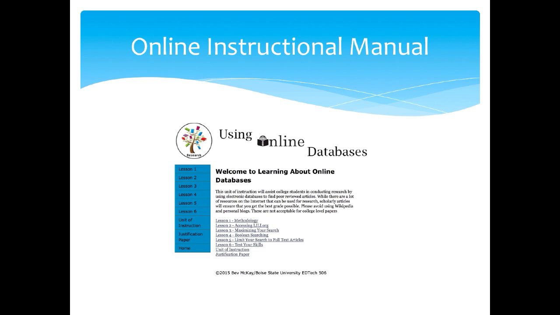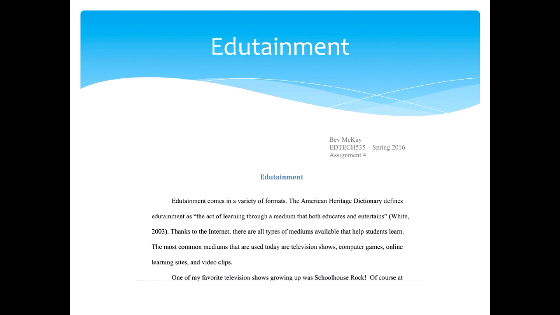Indicator 1.3, Assessing and Evaluating. For my 506 class, we were assigned to write an online instructional manual showing the correlation between technology and instructional materials. My online instructional manual walks students through the process of using online databases for research. Indicator 1.4, Managing, shows how to achieve goals using the resources given.